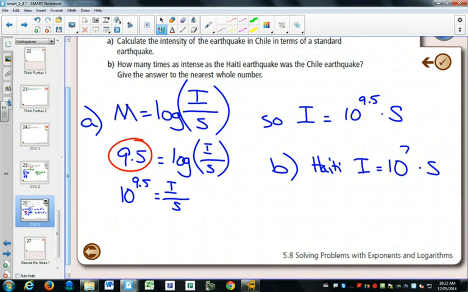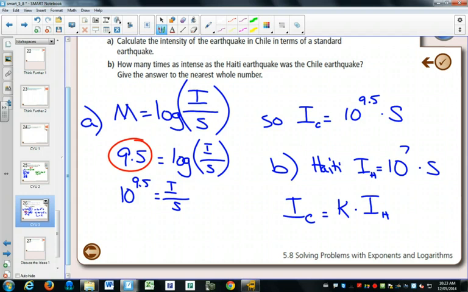So we want to compare how many times bigger the intensity of Chile was compared to the intensity of Haiti. So what I'm going to do with this intensity here is I'm going to just put a little C so we know that's intensity of Chile, and I'm going to put a little H here to say that that's the intensity of Haiti. And if we are trying to find out how much bigger Chile is than Haiti, I could say that the intensity of Chile is equal to K times the intensity of Haiti. That would be a way to write an equation. And I want to figure out what K is, how many times bigger this one is than this one.